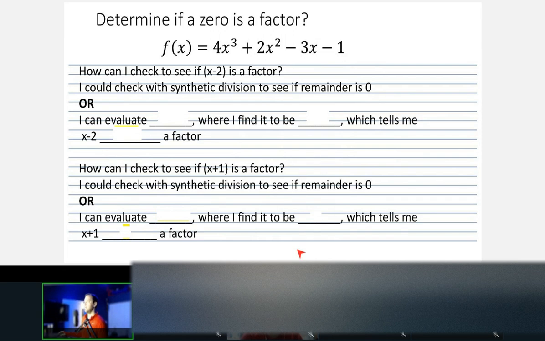All right, so we got fill in the blanks. Determine if a 0 is a factor. We got the function. So, how can I check to see if x minus 2 is a factor? Well, I could check with synthetic division to see if the remainder is 0, or I can evaluate what? It's fill in the blank. Yeah, I can evaluate f of 2.